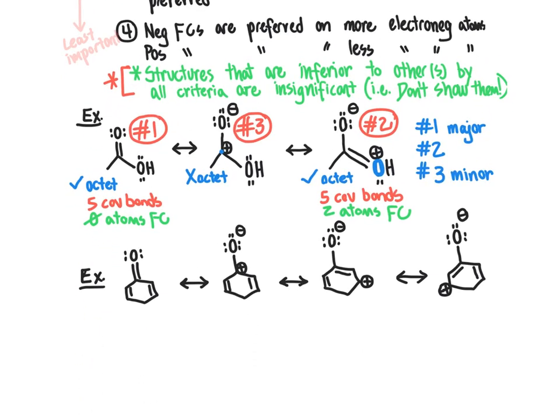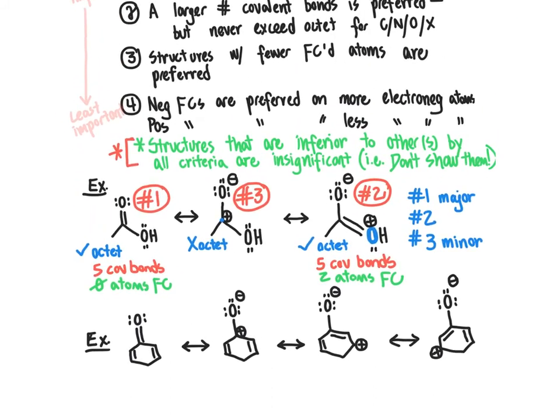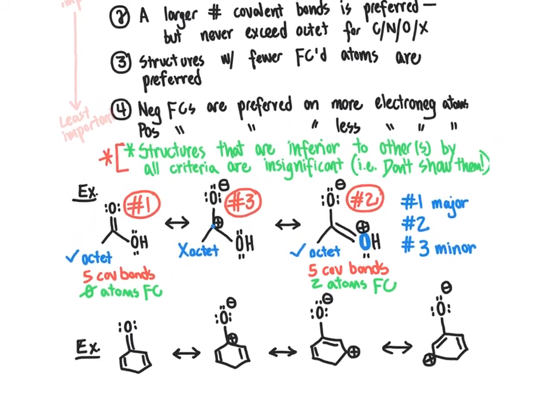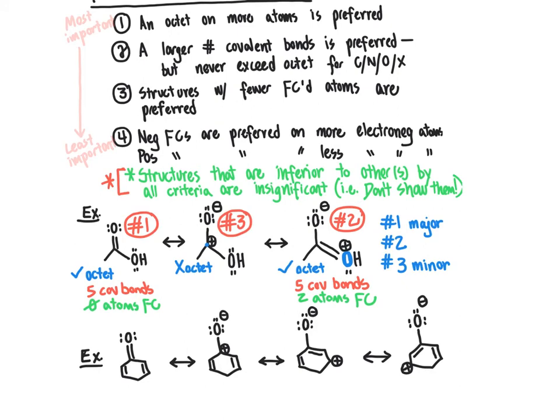And this other example that we're going to look at should again look familiar to you because it is a structure set that we used as our example for drawing out resonance structures in general. And what we're going to try to do here is go in and rank these in terms of their relative contributions as 1 through 4, where 1 is the major contributor and number 4 is the least contributing. So we're going to start off again at the top of this list, that an octet on more atoms is the preferable situation.